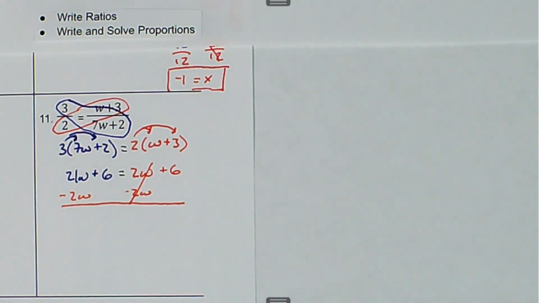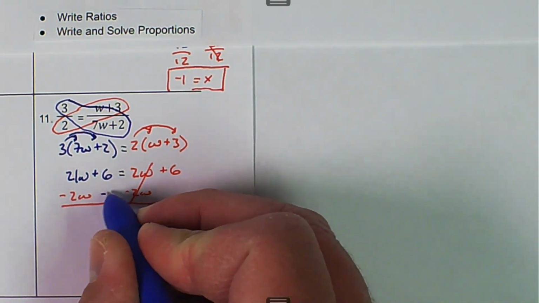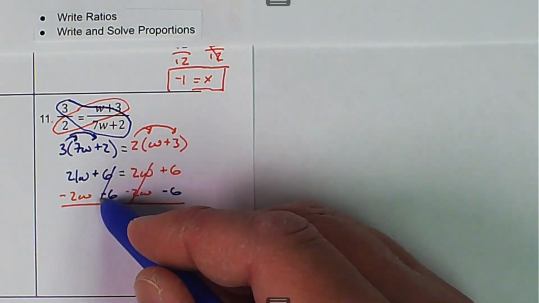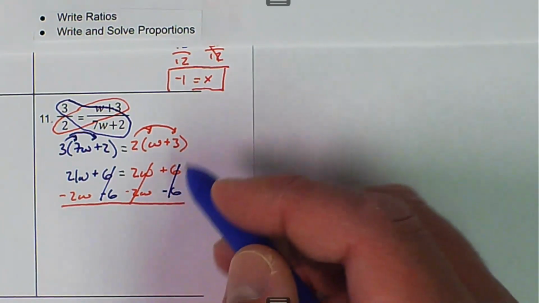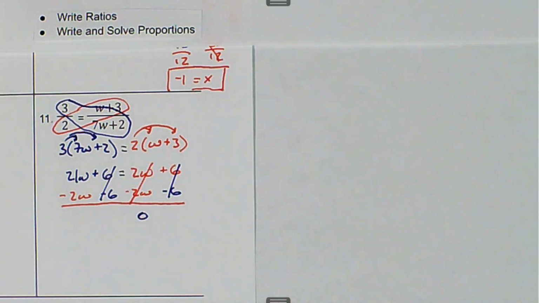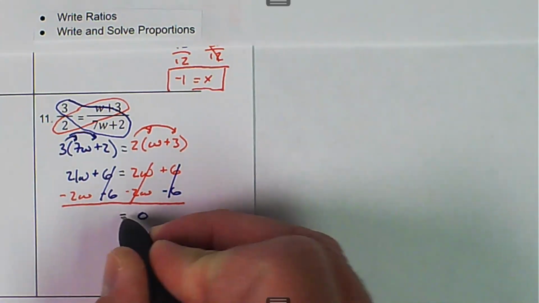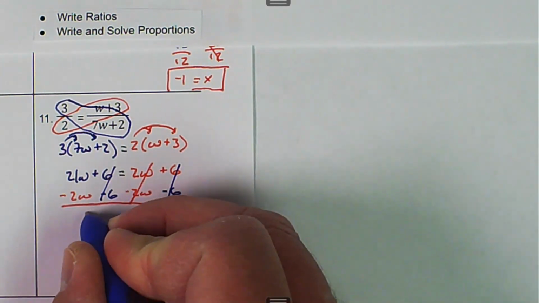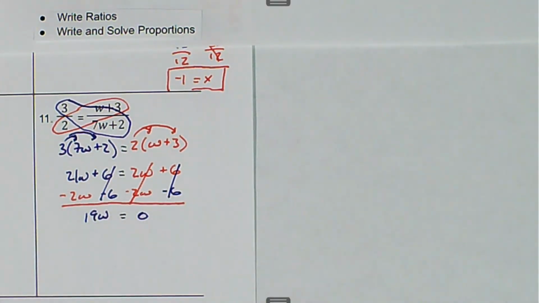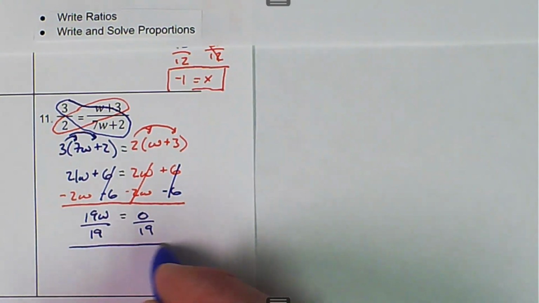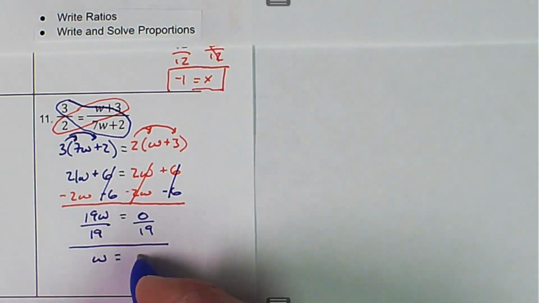So the 2w's are going to cancel there. And I also want to subtract 6 and subtract 6. And actually, both 6's cancel. On the right side, we're left with 0. And on the left side, we're left with w. And then we have multiplication here. So divide both sides by 19. And we get w is equal to 0.